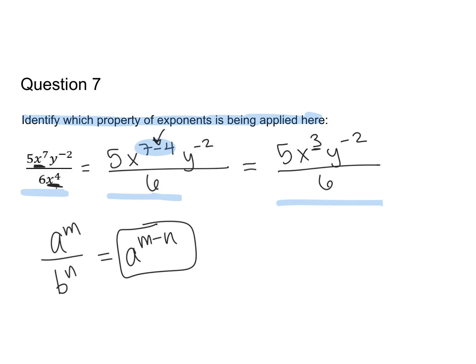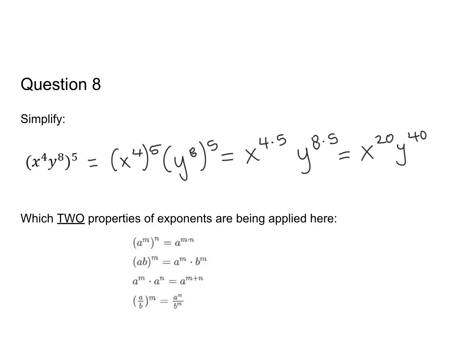And then it becomes, of course, 3, because 7 minus 4 is 3. Well, let's move on to one that's a little more challenging. This next one is actually asking you which two properties of exponents are being applied here.